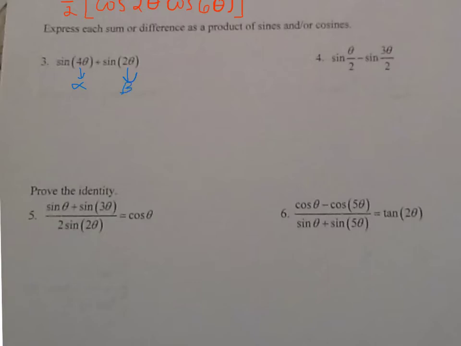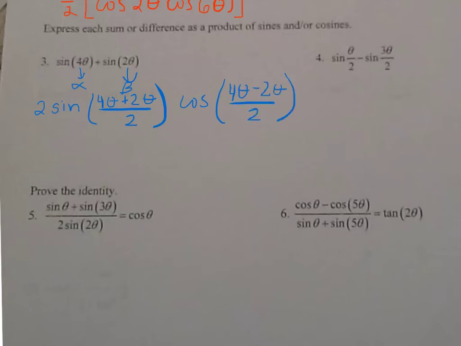So the formula says take 2 in front, sine. If it's alpha plus beta, it would be a 4 theta plus a 2 theta. It's all over 2 from the formula. Then the second part says cosine, alpha, so 4 theta minus beta this time, still all over 2. And then once again, just one step of simplification here. So my answer for this one looks like 2 sine. 6 theta over 2 would just be 3 theta. And 2 theta over 2 would just be 1 theta.